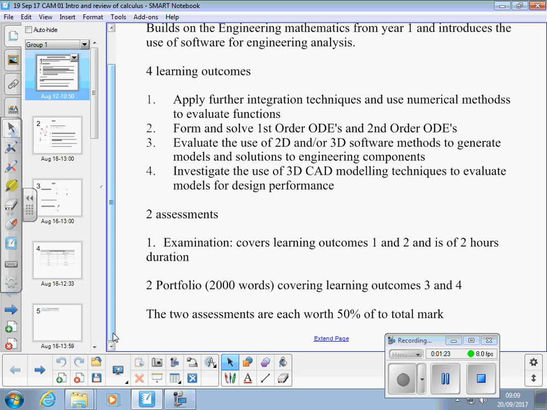All right. And then there's a portfolio which is just a one-off submission assignment, but it's got 3 quite biggish tasks in it. Okay, covering, like I said, some of the numerical methods that we're evaluating, and also this use of 3D software to do engineering analysis. So that's covered in an assignment. Okay, the 2 assessments are each worth 50%, so 50% of the overall mark for the assignment, 50% of the overall mark for the examination.